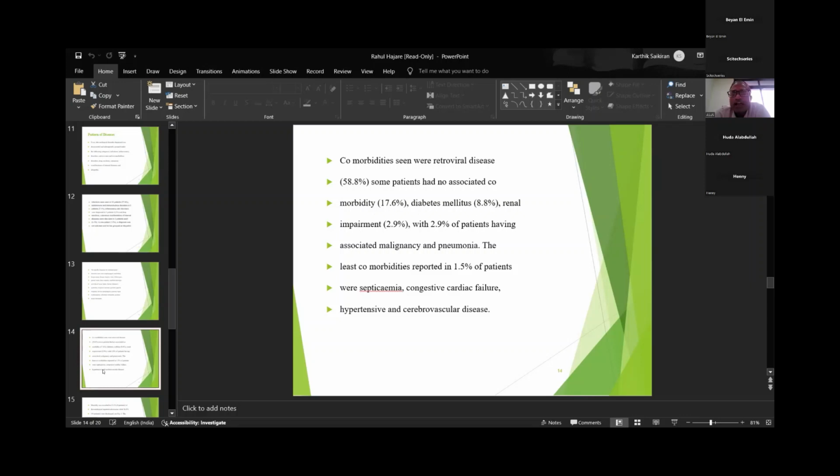I have also seen retroviral disease, at 58.8%. Some patients had no association with comorbidities, 17.6%. Diabetes mellitus was seen in 8.8%. Renal impairment 2.9%. 2.8% of patients had an association with malignancy and pneumonia. The least comorbidities, reported in 1.5% of patients, were septicemia, congestive cardiac failure, hypertension, and cerebrovascular disease. Next slide.